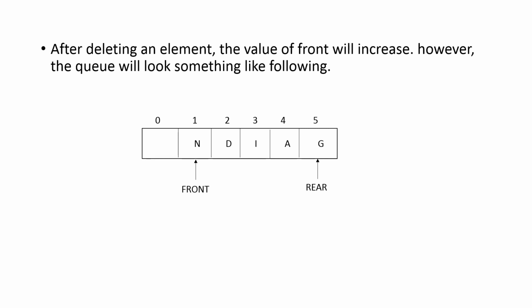Now, you are going to delete an item. After deleting an element, the value of front will increase. See, here we were having I, and I is deleted. Now the front has moved to n. Rear, no change.